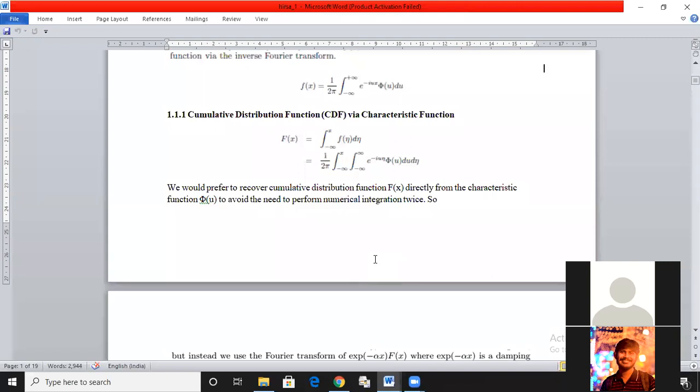Is that clear? Am I making sense? Yes, sir. So have you ever done this? No, I don't think you have done this, because if you had, then you would have come up with the answer. You have never estimated distribution functions or density functions through characteristic or moment generating functions, right? No, sir.